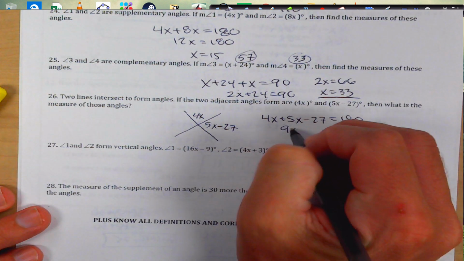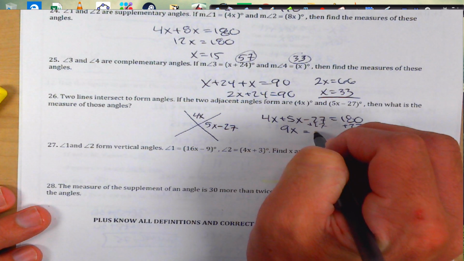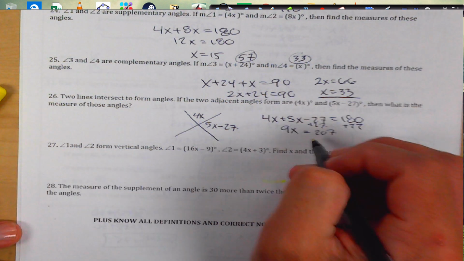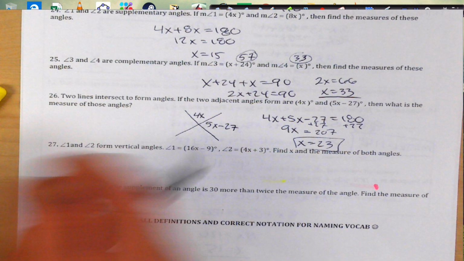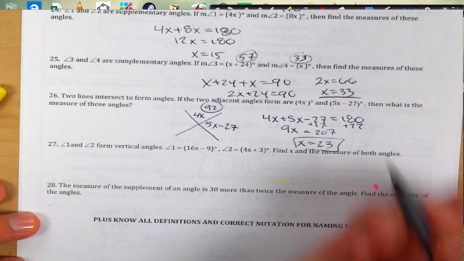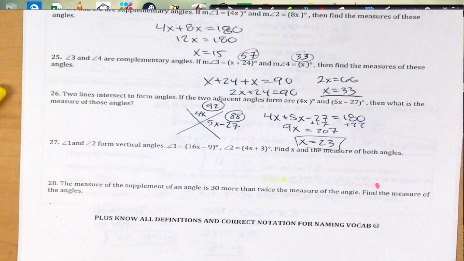So we get 9x, and then we're going to add the 27 over. So it's going to be 207. And then 207 divided by 9 is x equals 23. And then we're just going to plug it back in there. 23 times 4. So this is 92 degrees, which would make this 88 degrees by virtue of they have to add up to 180.